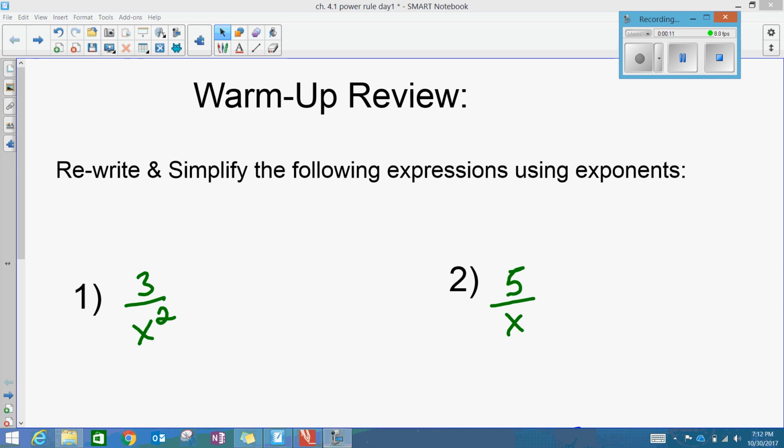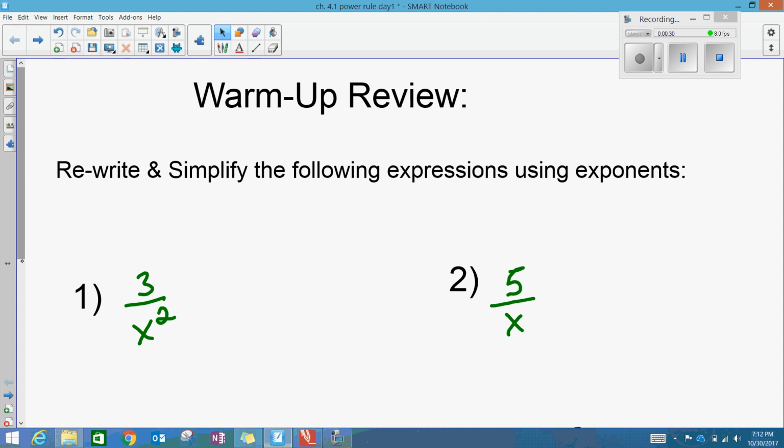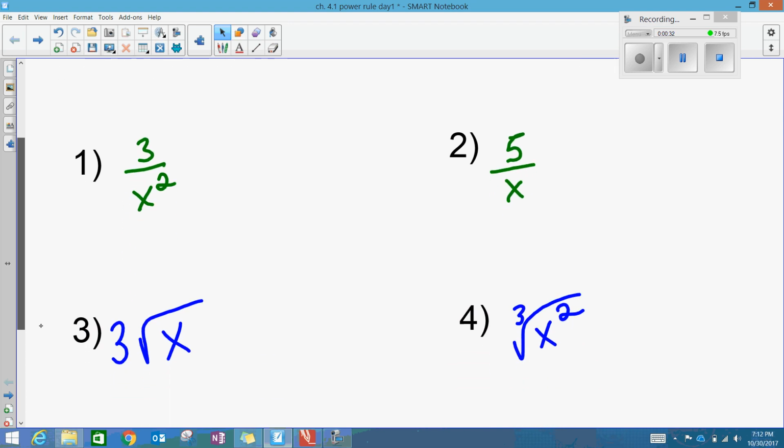But anyway, what we're going to look at today is a shortcut to taking derivatives. This is a way to take derivatives without applying the entire definition of derivative, which was that limit as h approaches 0. First of all, before we get into that, we're going to review some exponent rules that we're going to need when we learn these shortcuts. So I'll just go through these.